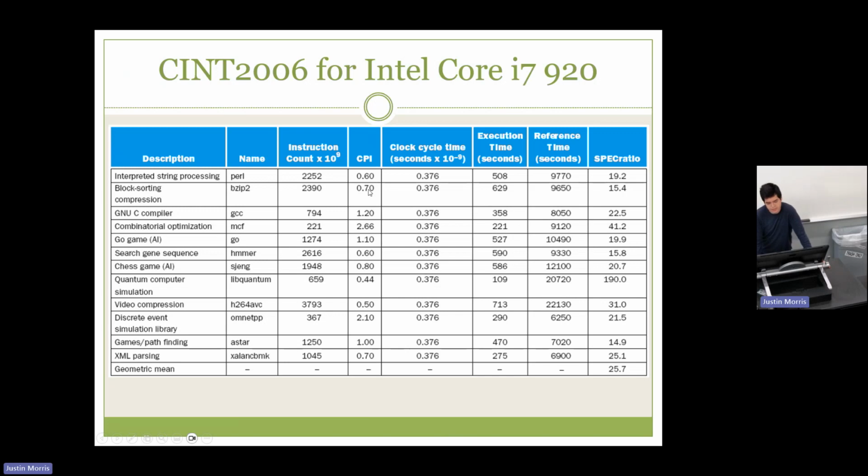And then this is just the performance on different benchmark sets for an Intel chip. You can see they were reporting the CPI, the instruction count, clock cycle, everything that you need to calculate CPU time.